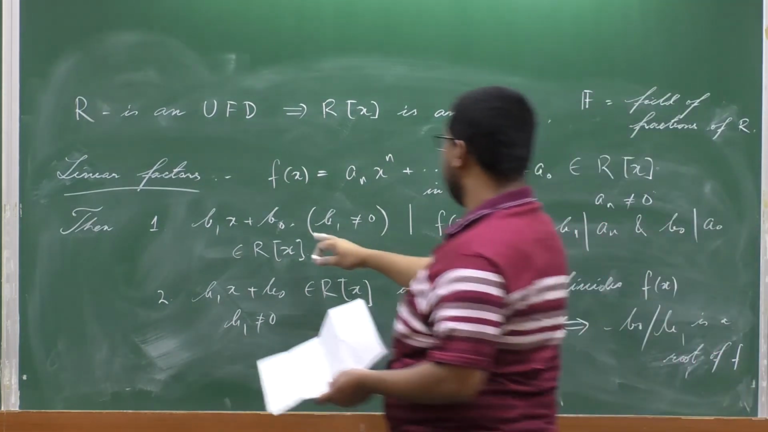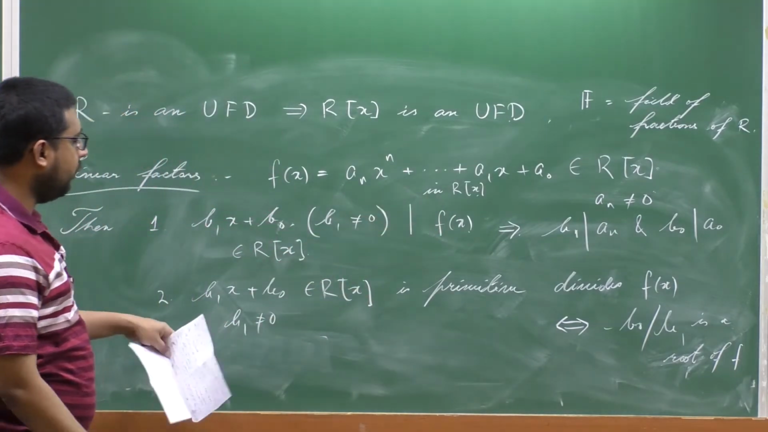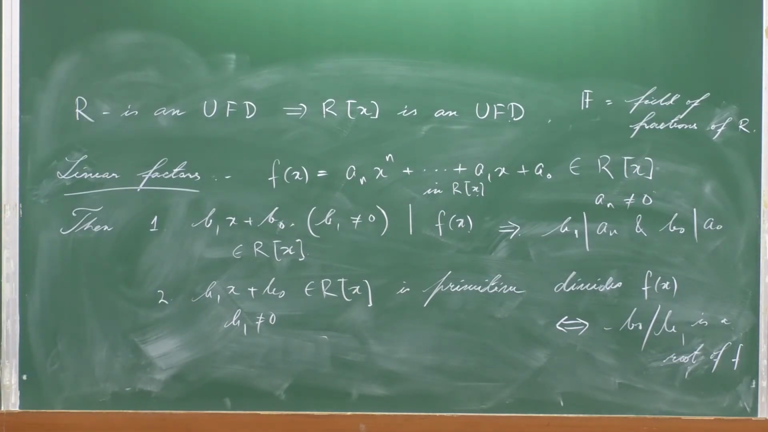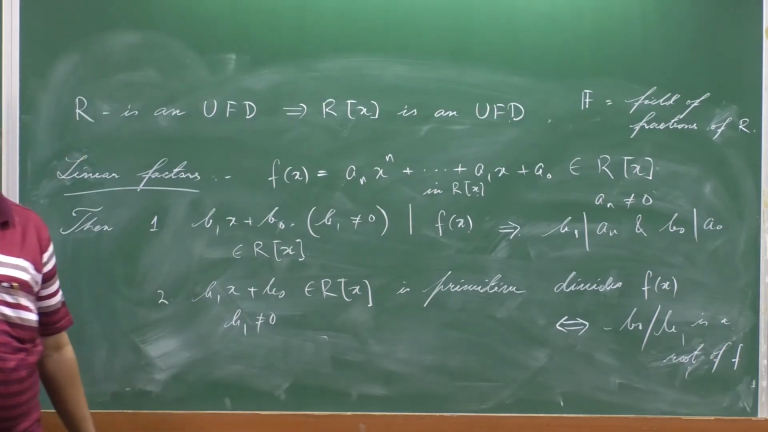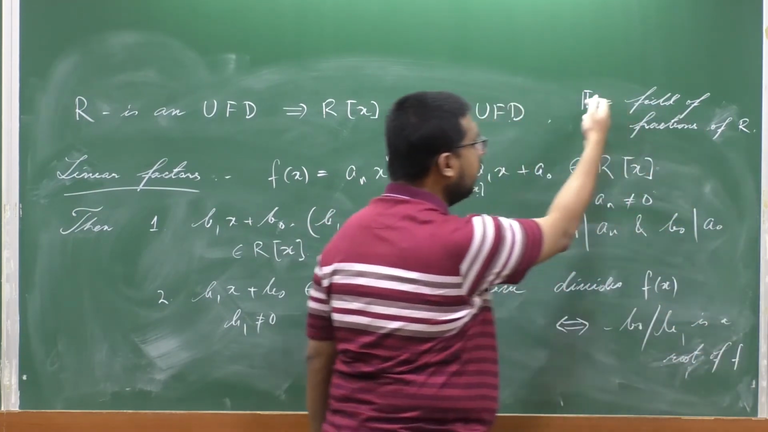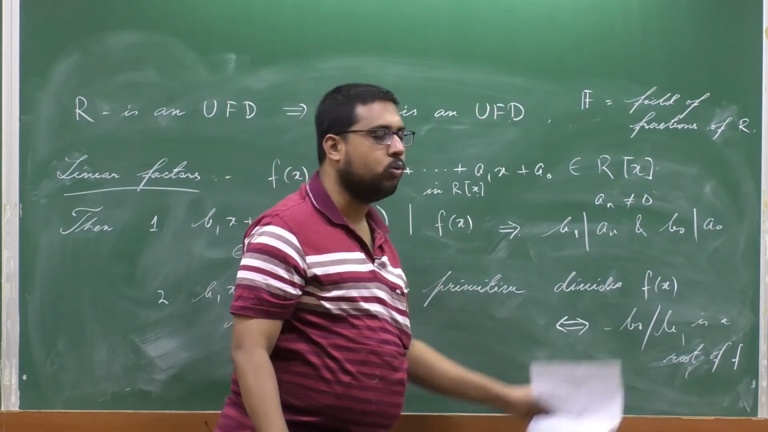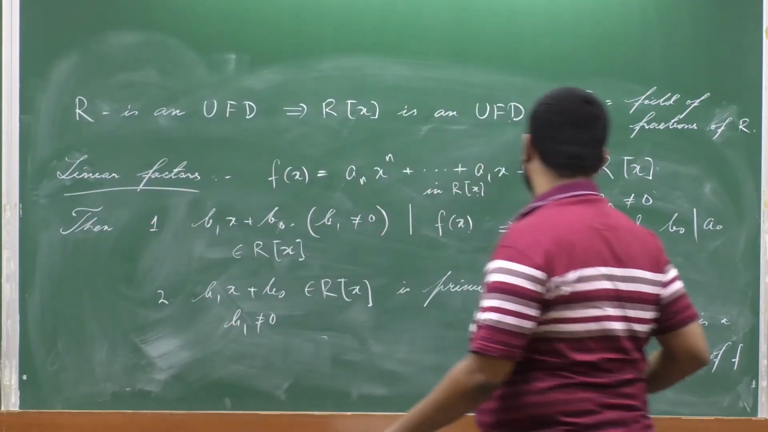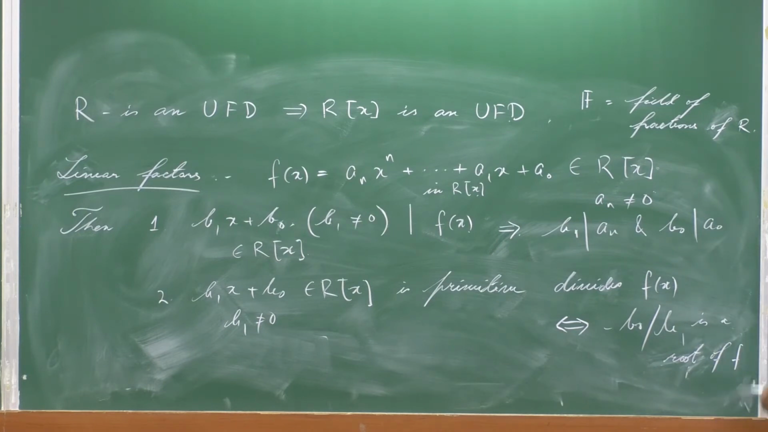Earlier we saw what happens if a linear polynomial divides. Furthermore, if the linear polynomial is primitive, that is, the GCD of its coefficients is a unit, then we do have a necessary and sufficient condition. We view f as a polynomial over this field of fractions, and if this is a root of the polynomial in that field, that is exactly a necessary and sufficient condition for a primitive polynomial to divide it. The proof of this is also routine, it is just the usual division algorithm.